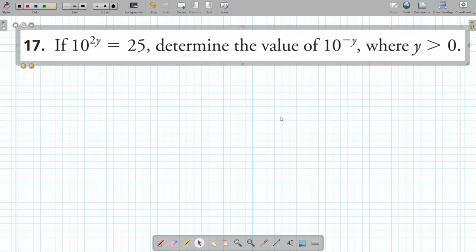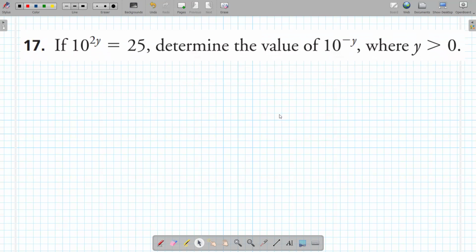This one is a tricky question. It says if 10 power 2y is 25, determine the value of 10 power -y. This one's tricky for sure. All right. How can we rewrite 10 to the power 2y? Is there any other way?